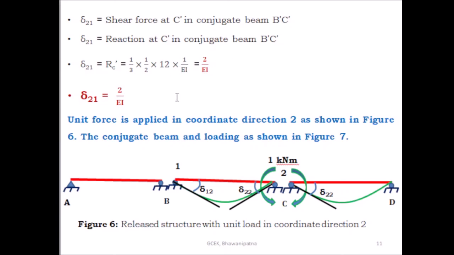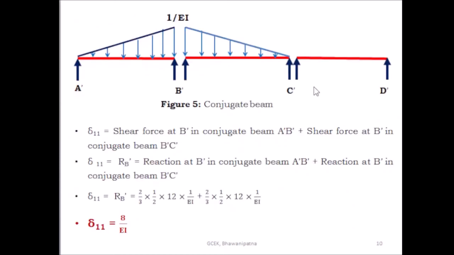So delta 2 1 here you have to find out. This is the coordinate 2, so here you have to find out the reaction at C dash. Here there is no loading, only you have to find out the reaction at C dash from this span. So you have to take the moment about the point B dash. So RC dash into 12 is equal to the area, half into 12 into 1 by EI, and the central distance, which is equal to 1 by 3 into 12. Then you can find out the reaction here.